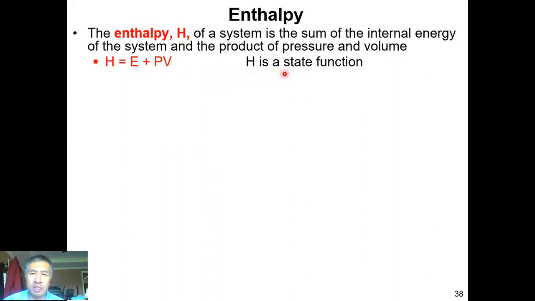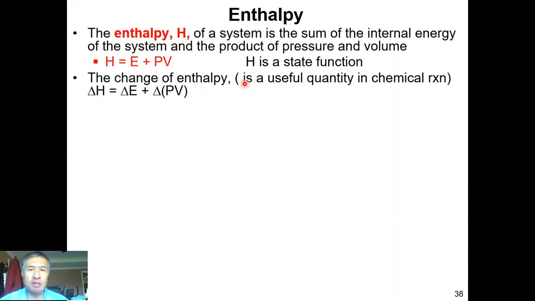So we know H is a state function because the internal energy is a state function, and pressure and volume are also state functions. The change of enthalpy is a useful quantity in chemical reactions. So precisely, without any approximation, we can write delta H equals delta E plus delta PV. We also know delta E is the internal energy change that can be written as Q plus W.